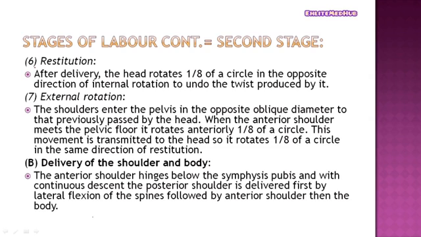Secondly is the posterior shoulder, the one behind. Once the front shoulder is free, the baby's head is lifted gently upward towards the mother's abdomen. This brings the posterior shoulder down over the perineum and it slides out easily.